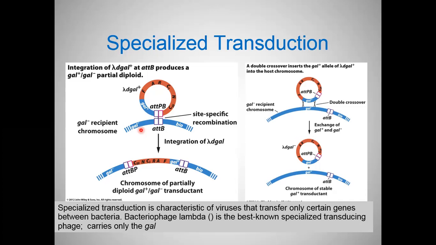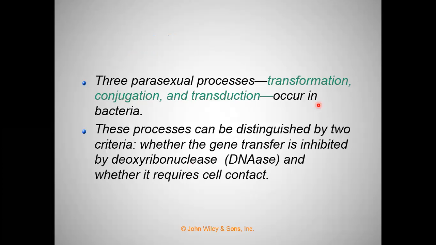When this partial diploidy condition is established, a double crossover takes place between the gal positive and gal negative genes. When this double crossover takes place in the bacteria, the complete virus genome is not inserted into the bacterial genome. Only the gal negative and gal positive genes are exchanged. So the gal positive gene is inserted into the bacterial genome and the gal negative gene is inserted into the viral genome. So there is an exchange of genetic material in specialized transduction.